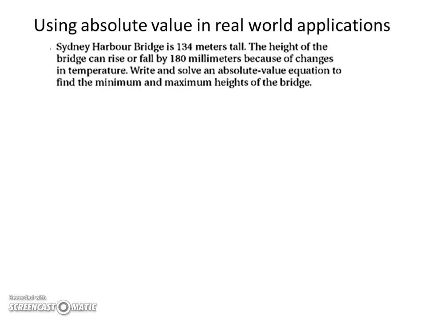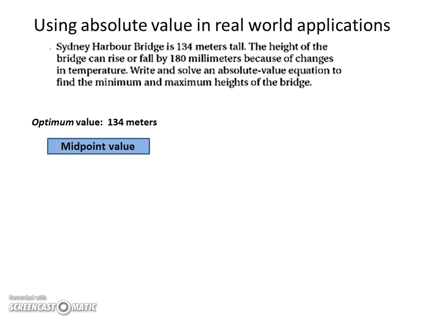So let's look at another example. We're still looking at this bridge, but now we're looking at it expanding and contracting in a different way. It says the Sydney Harbour Bridge is 134 meters tall. So we're talking about a difference in height. The height of the bridge can rise or fall by 180 millimeters because of changes in temperature. Write and solve an absolute value equation to find the minimum and the maximum heights. So once again, you can see that we have meters and millimeters, so we want to change this to meters, which would be 0.18. So we want the bridge to be 134.